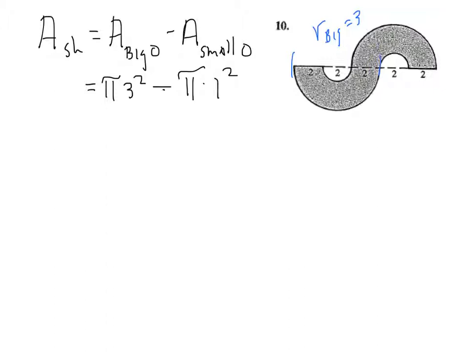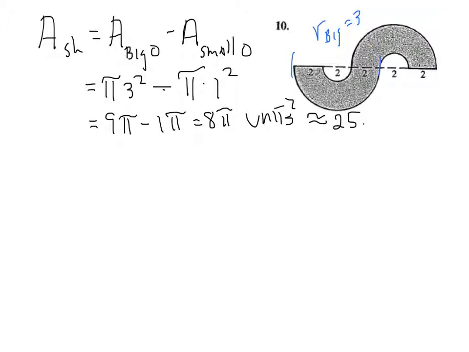Now 1 squared, of course, is just 1, and 3 squared is 9. So this gets us 9 pi minus 1 pi, or 8 pi units squared, which we could multiply out if we wanted to get an approximate answer of 8 times pi, which is about 25.13 units squared. Not too bad.